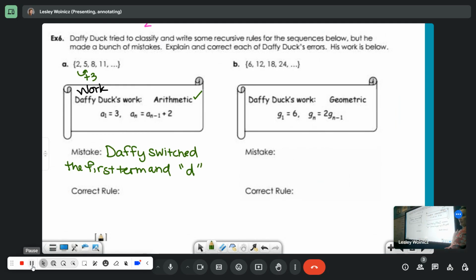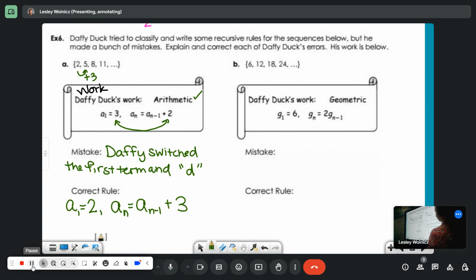Okay, so let's fix it. We're going to follow his formatting, but we're just going to swap these two. Make sure that you write your subscripts small and neat. So a sub 1 equals 2. Then we find the other terms, a sub n, by taking the previous term, a sub n minus 1, and adding how much? 3.